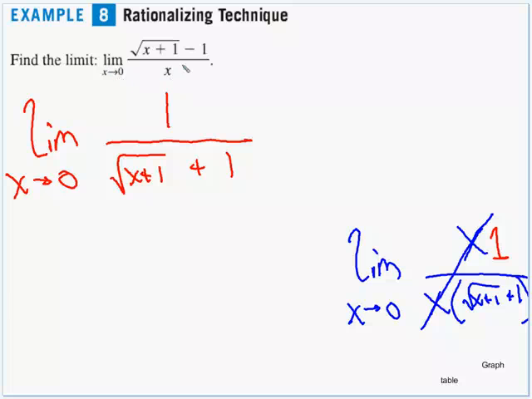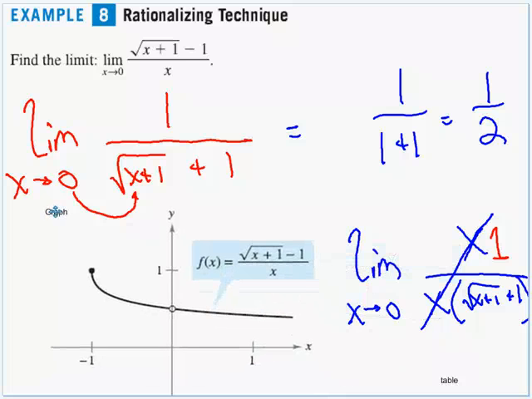In the original problem, direct substitution with the 0 did not work, indeterminate form. Now it will work. Plug that 0 in for x. So we have 1 over the root of 0 plus 1, or the root of 1, which is 1, plus 1. And we get 1 divided by 2, 1/2. Limit is 1/2.